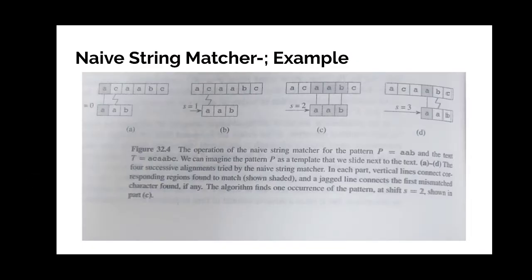This is an example. As I was telling, you put the pattern with s equal to 0, no shift. The first character matches, the second character does not match. So you make the next shift, that is, you put the first character of the pattern below the second character of the text. Again there is no match, shift next, s equal to 2. There is a match of all three characters, where AB is the pattern. Print it out and again shift to the next location.